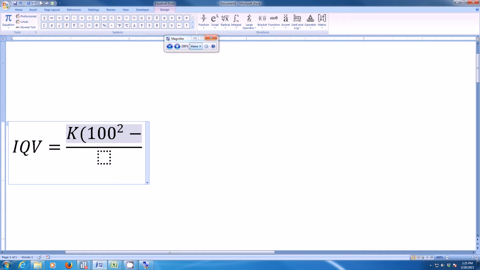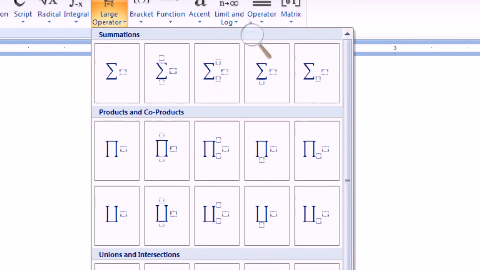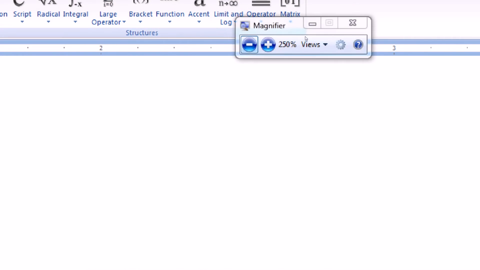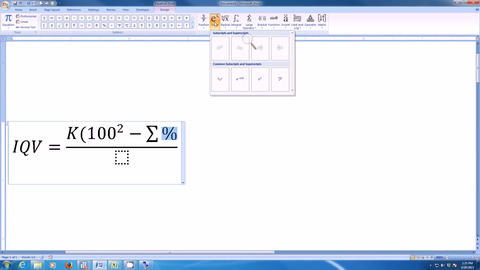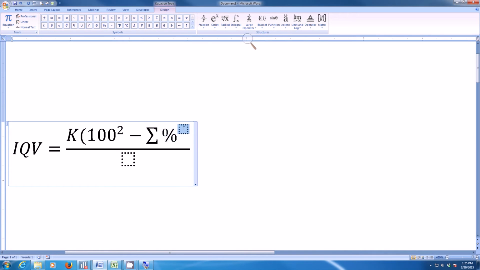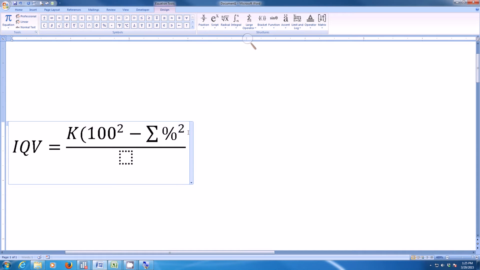Now to get the summation symbol, I just come up here where it says large operators, and I'm going to hit the summation symbol. And I now have a summation symbol. So I'm going to put in the sum of the percentages, and again I highlight this, and then put in a superscript, squared. And I'm going to end my parentheses. And then in the denominator, I have K minus 1, K being the number of categories, again, times 100 squared.